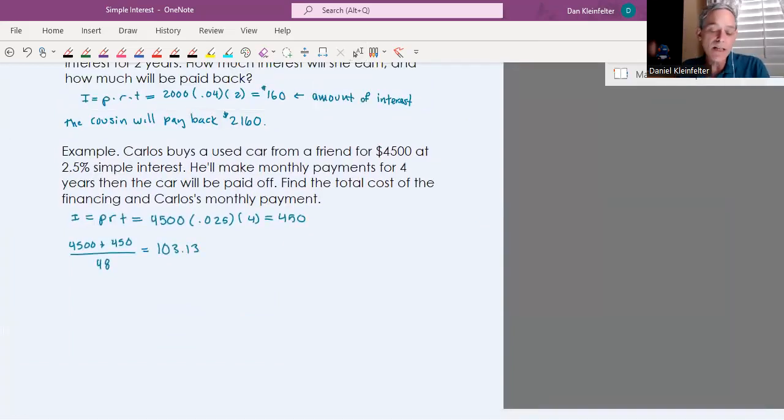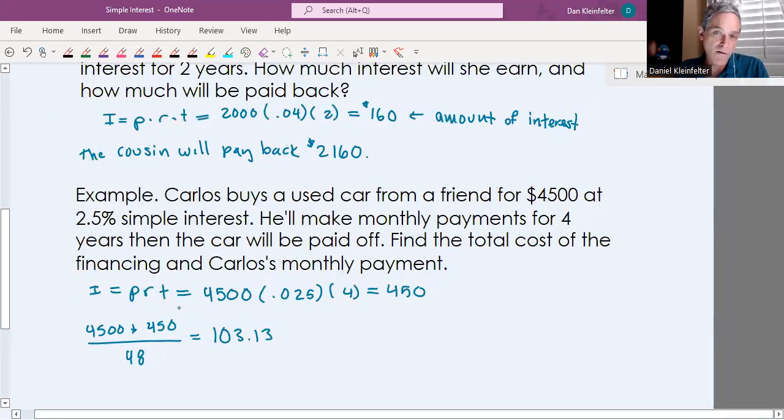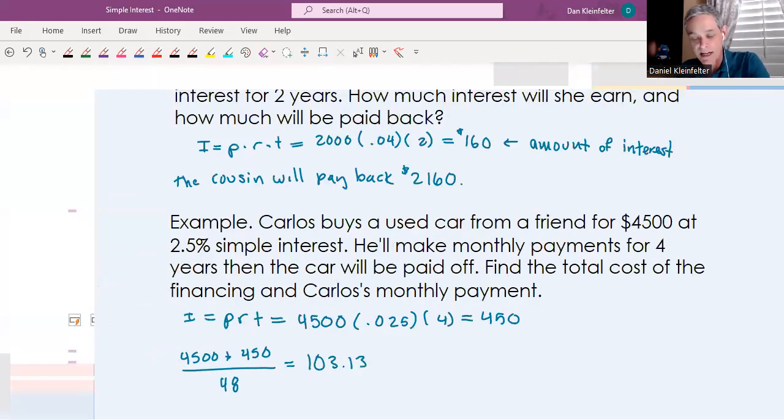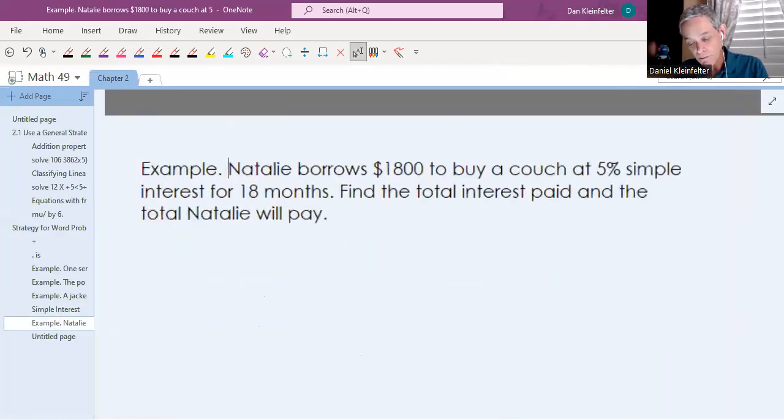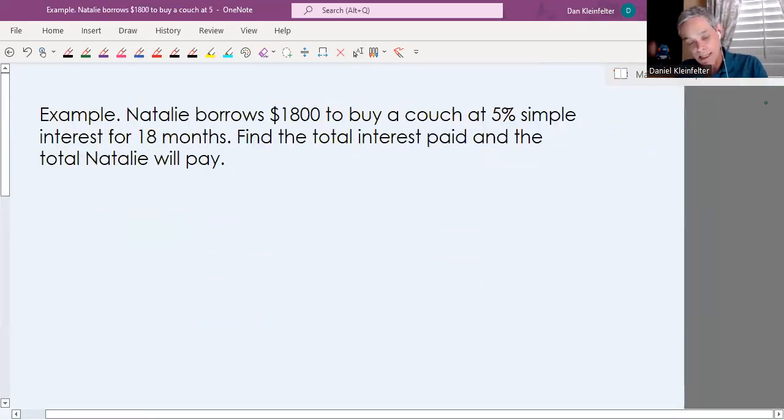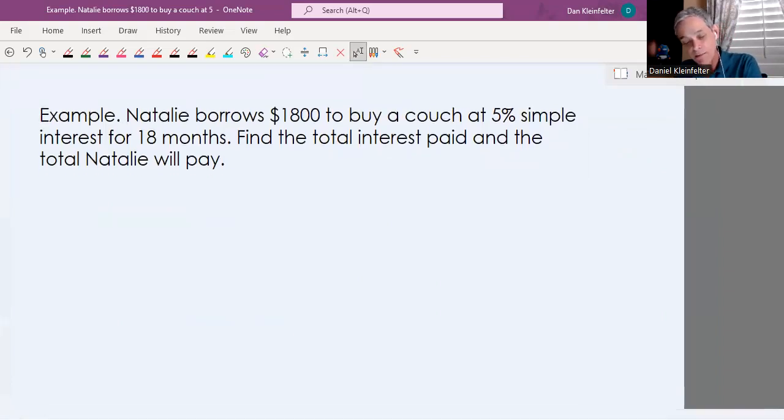Like I said, how this is done when you buy a car from a business, like a car dealership or something, the calculation is different. That is the subject for another video. Okay. All right. So example, Natalie borrows $1,800 to buy a couch at 5% simple interest for 18 months. We want to find the total interest paid and the total that Natalie will pay back. So that's going to include, of course, the $1,800 that she borrows.